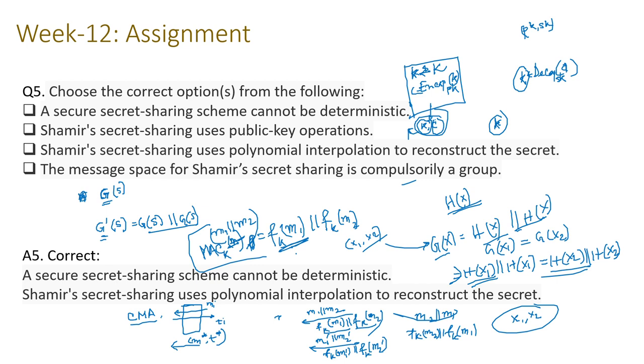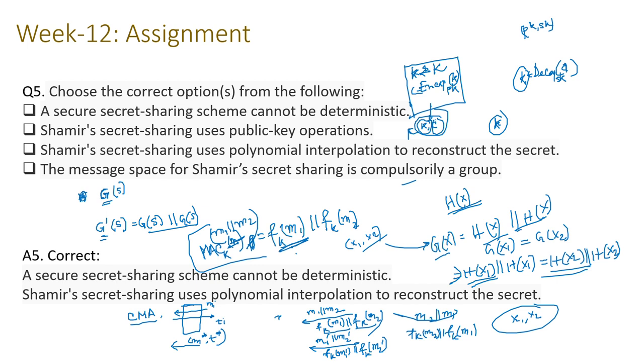This type of questions only you will get. Also revise the concepts of CPA security and CCA security. Then there is authenticated encryption, where you have both. You need to have both CCA security and ciphertext integrity.